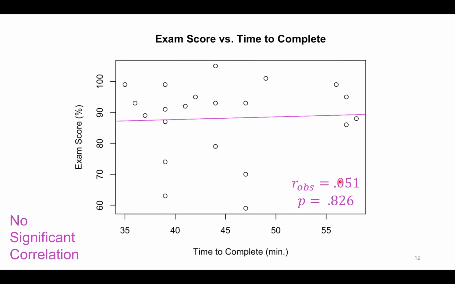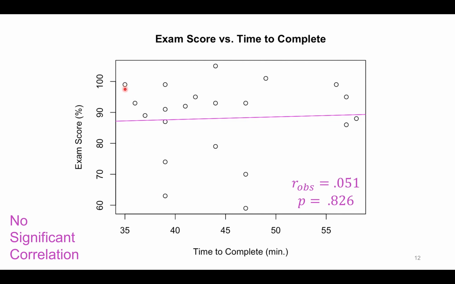And we can see that pretty clearly looking at the scatter plot as a visual. You can see, okay, certainly we have some higher exam scores. We certainly have some lower exam scores. We have some moderate exam scores. And we also have a range in how many minutes it took to complete.